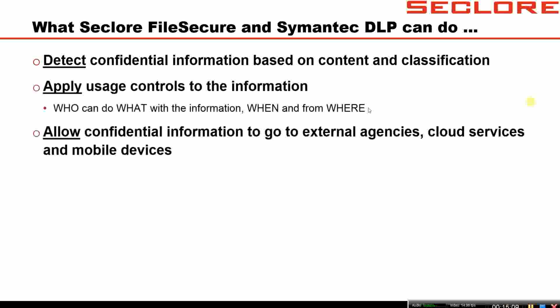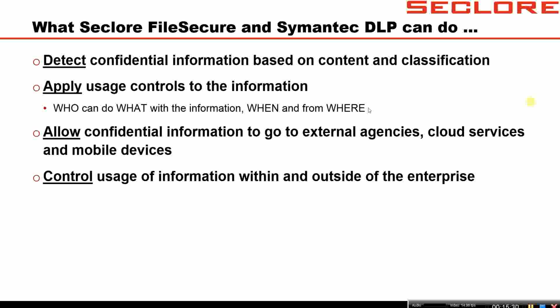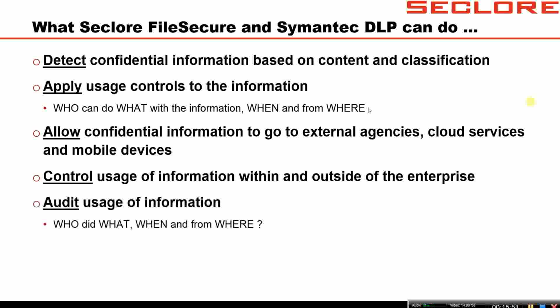Allow confidential information to go to these uncontrolled environments that we talked about earlier. And these uncontrolled environments can be external agencies, they can be cloud services, and they can even be mobile devices. We will not be able to cover all these scenarios in today's demo, but we'll try and cover one scenario, let's say for external agencies. Control, the next thing is control usage of this information. So to be able to actually control that the external agency should only be able to use it for the next 10 days and only do this for viewing and editing, but not printing and forwarding, right?